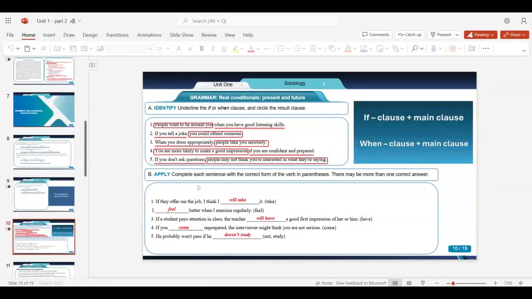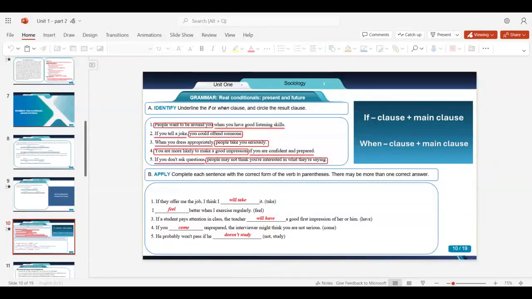Complete each sentence with a correct form of the verb in parentheses. There may be more than one correct answer. So see here, this is the practice for conditional, a real conditional. If they offer me the job, I think I will take it. This is the real future. Real condition future.